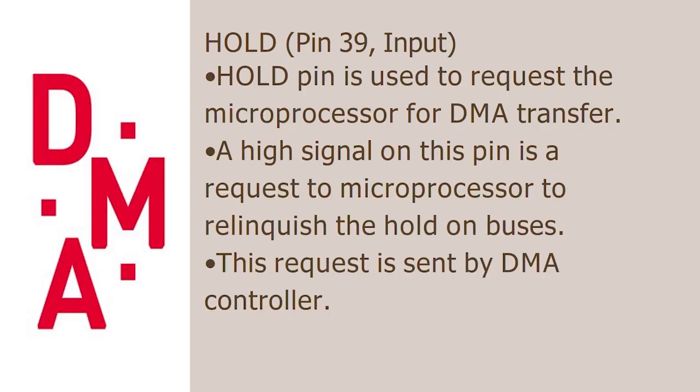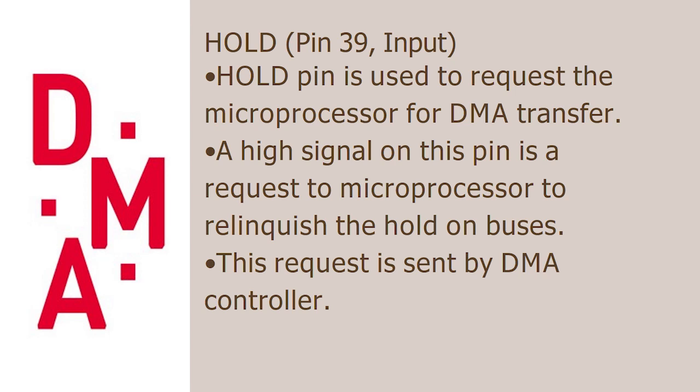Now we are going to see what the two pins represent. HOLD, pin number 39, acts as an input. The HOLD pin is used to request the microprocessor for a DMA transfer. Suppose a large amount of data has to be transferred between memory and input-output devices, then pin number 39 will give a request to the microprocessor for its control for the DMA transfer.